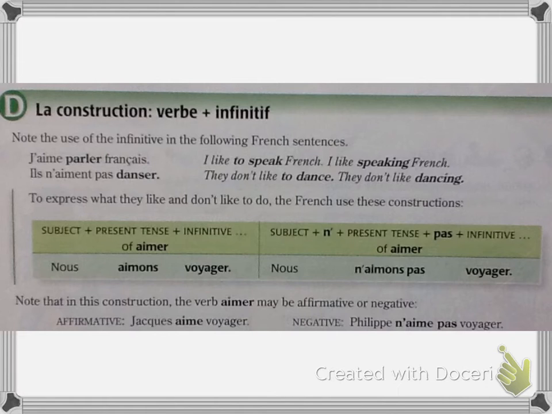S'il vous plaît, répétez. J'aime parler français. Il n'aime pas danser. Nous aimons voyager. Nous n'aimons pas voyager. Note that in this construction, the verb aimer may be affirmative or negative. So affirmative, Jacques aime voyager. Negative, Philippe n'aime pas voyager. So again, you can still have affirmative or negative.